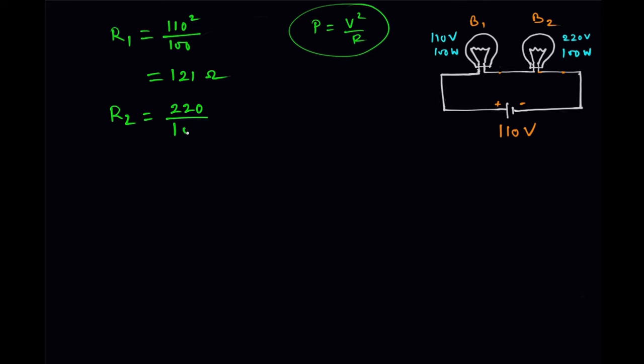So what is the resistance? We will find it. 220 square divided by 100. Let us see how much. This is 484 ohm. Now these two resistances are in series. Let us draw the circuit.